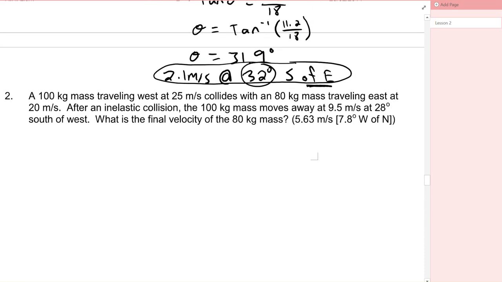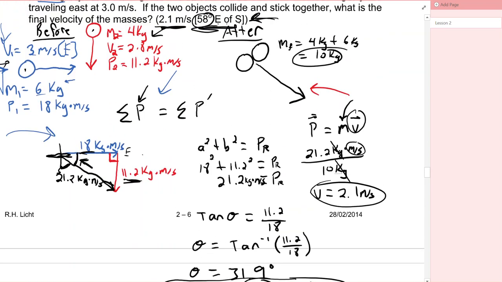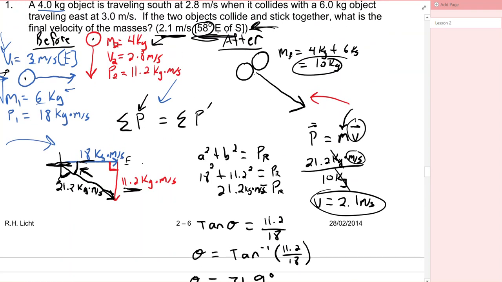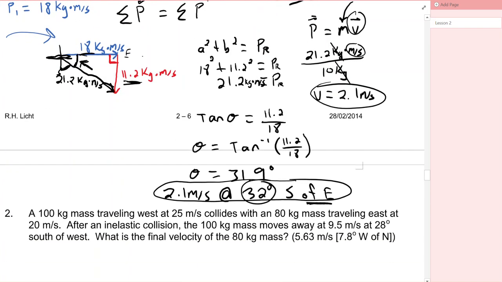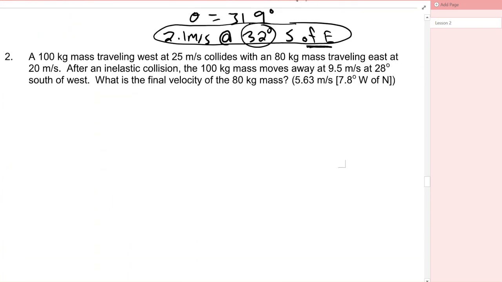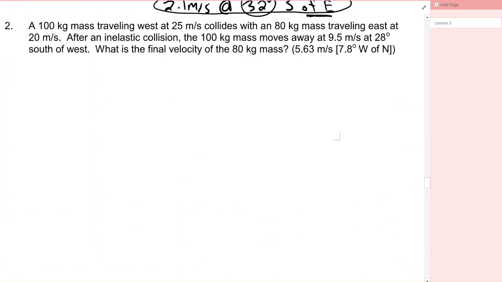So this one's a little different, right? This first one, before they were coming this way and after they stuck together and moved away. So there was only really one defined there. Now we've got the two balls, or whatever they are, moving away in different directions, right? So we're just going to have a little bit more to keep track of here. So let's draw it out.